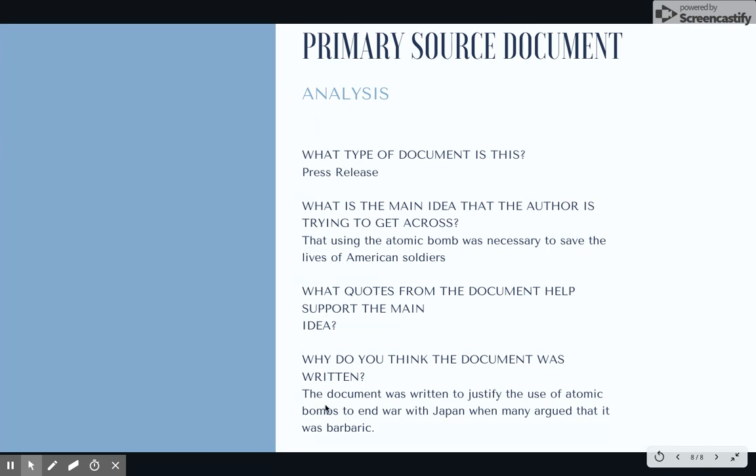And again, why was this document written? It was written to justify the use of atomic bombs to end war with Japan when many argued that it was barbaric.